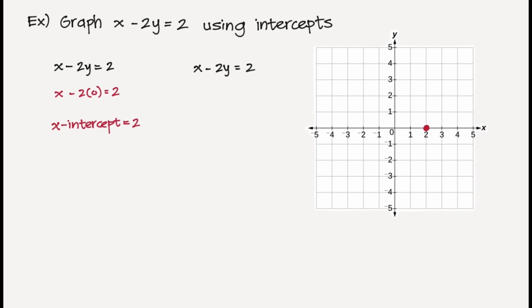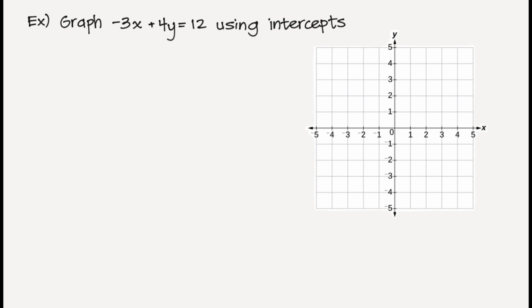So this time I'm going to replace the x with a 0, and that leaves me with negative 2y is equal to 2. I can divide both sides by negative 2, and the y-intercept is found at negative 1. So that means I'm going to plot a point at negative 1 on the y-axis. I have my 2 points. I can just draw my line, and I'm done. Look at that. Piece of cake.